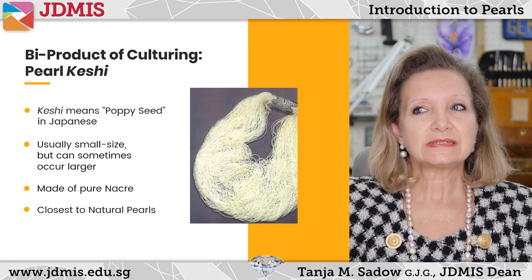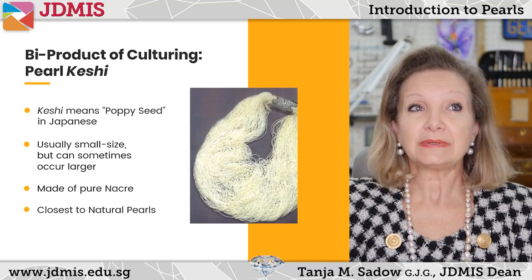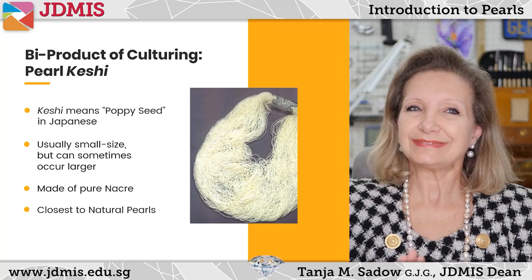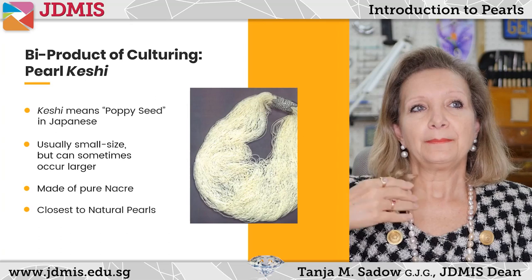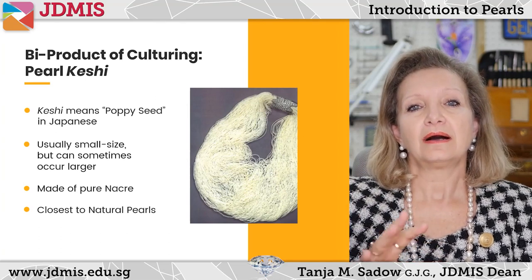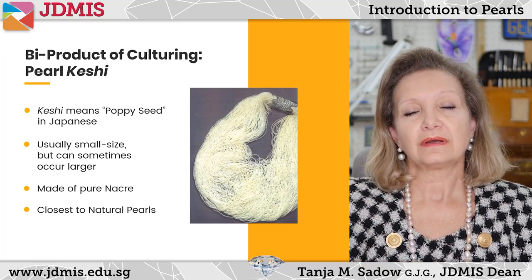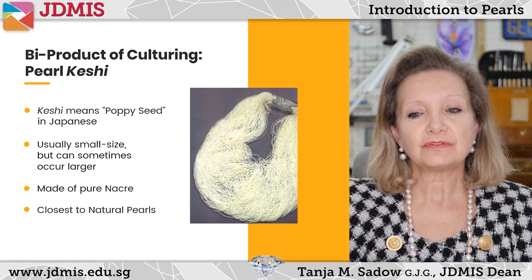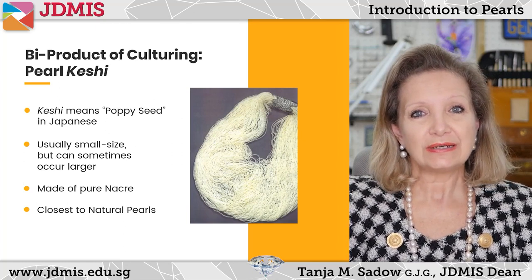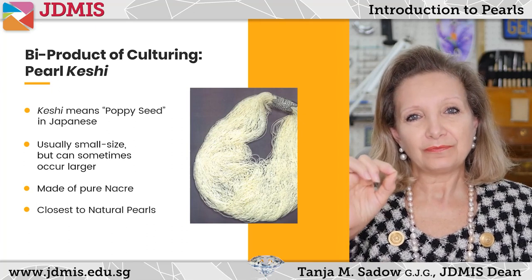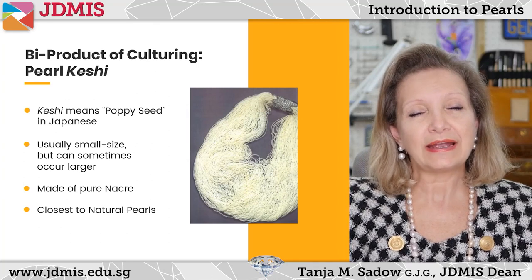So what happens is that we can't really call those natural. You might say, but they don't have a nucleus, so yes, they must be natural. Yes, but had man not implanted the nucleus and made the creature create the little pearl, then those pieces wouldn't have been there. So for that reason, we need to give them a name other than natural, and a good name was keshi, poppy seed, because they came out very, very tiny, very, very small. I don't know if you've ever seen the size of poppy seeds, but they're tiny.